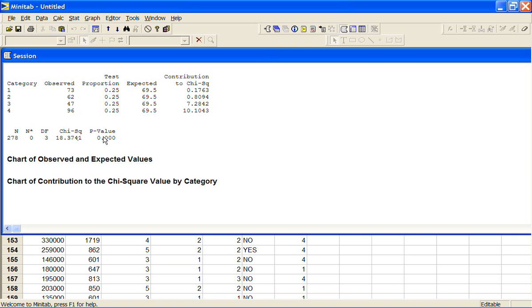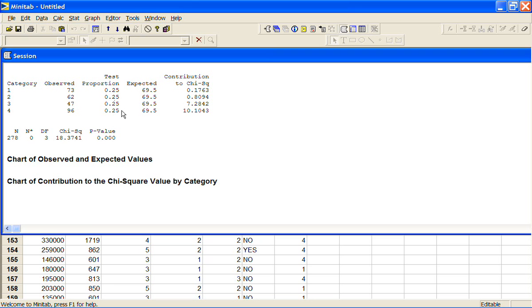Now remember that the null hypothesis is always that our observed values have come from these proportions, and here the p-value is very small, so the chance of observing this particular data if these proportions are correct is very, very small. So this would lead us to conclude that these proportions are not correct.